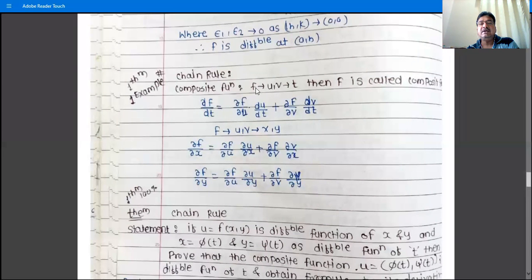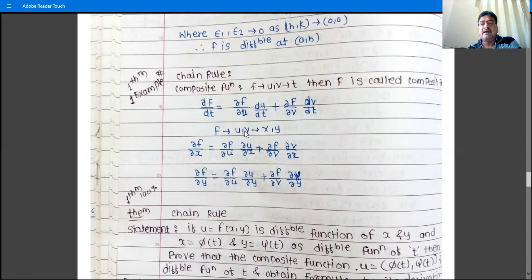Okay, so df by dt. If you have to find df by dt, f is not directly a function of t. f is a function of u and v, which are functions of t, and that's why f is a composite function of t. And so its derivative with respect to t, df by dt, is equal to ∂f by ∂u times du by dt. Why du by dt, with notation d? Because u is a single variable function of t, plus ∂f by ∂v times dv by dt. Okay, so this is the first chain rule.